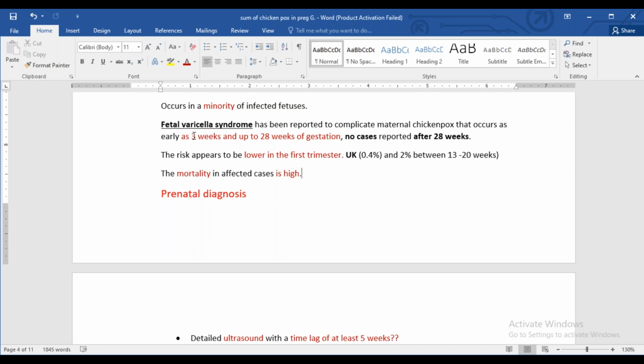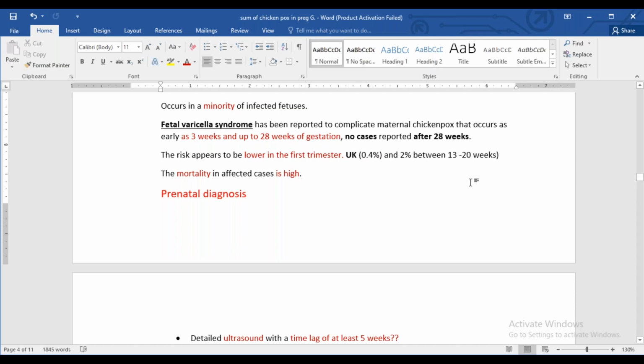Okay, and the risk appears to be lower in the first trimester. So if the woman has the varicella infection in the first 12 weeks, the varicella syndrome can happen because we are above 3 weeks, but it's very minimal. According to the GTG, it's 0.4% in the first trimester, and it's 2% between 13 to 20 weeks. And they stated that the mortality rate from this condition, if it happens, is high. So not all babies are going to survive the fetal varicella syndrome.